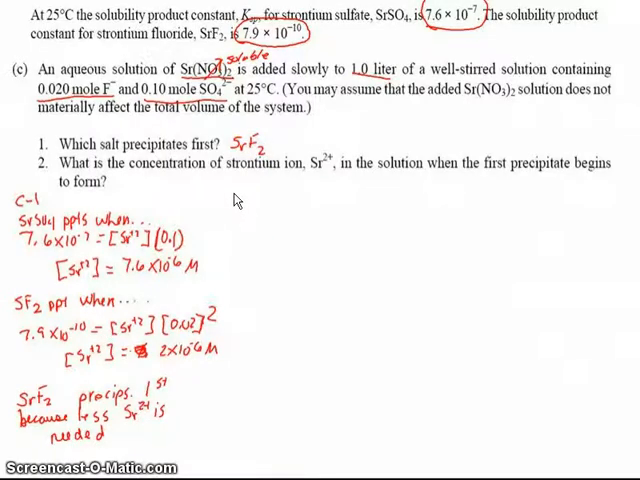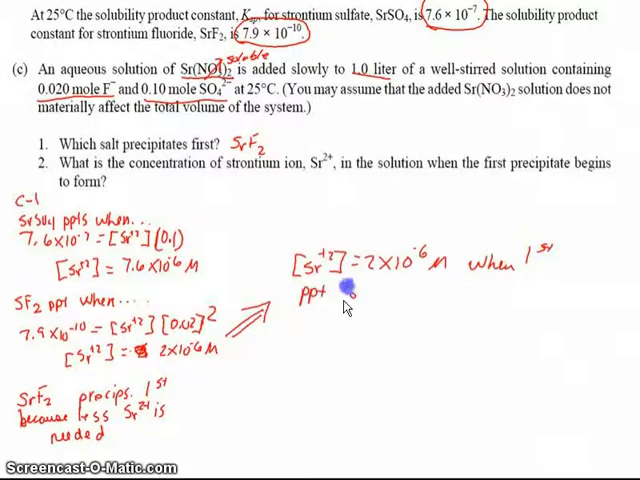Alright, now they want to know what is the concentration of strontium Sr2+ when the first precipitate begins to form. Well, look at us. We've already figured this out. That's this part right here. And so that is going to be 2 times 10 to the minus 6th molar when the first precipitate forms. And so we answered part C1 and C2 kind of at the same time.